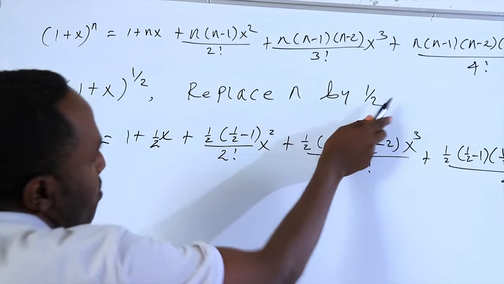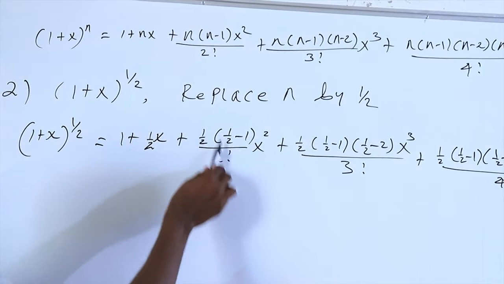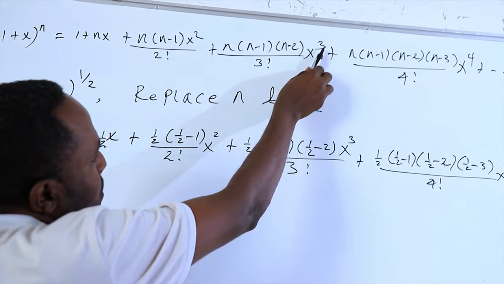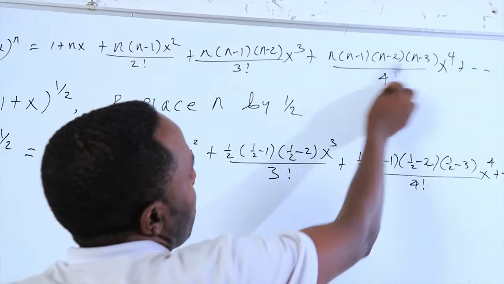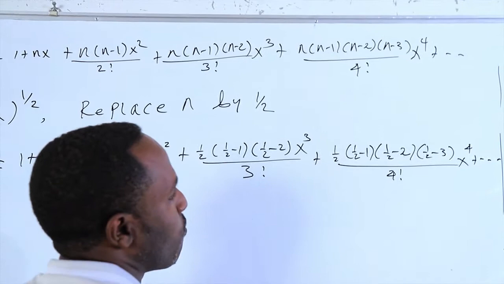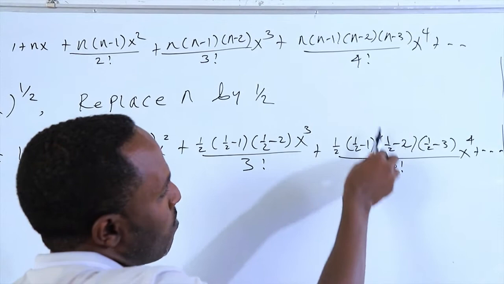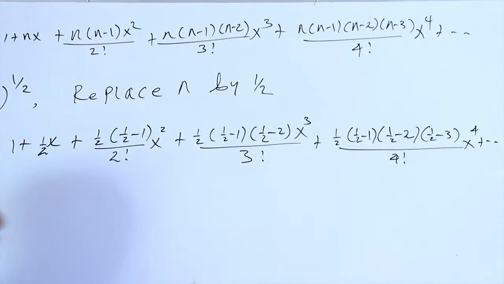We can replace n by 1 over 2. So we have n times (n minus 1), that is 1 over 2 times (1 over 2 minus 1), x squared over 2 factorial, and again n times (n minus 1) times (n minus 2), x cubed over 3 factorial. Therefore we replace it with 1 over 2 times (1 over 2 minus 1) times (1 over 2 minus 2), x cubed over 3 factorial. And also n times (n minus 1) times (n minus 2) times (n minus 3), x to the power of 4 over 4 factorial. Therefore, with n as 1 over 2, it is 1 over 2 times (1 over 2 minus 1) times (1 over 2 minus 2) times (1 over 2 minus 3), x to the power of 4 over 4 factorial, and continue in such a way.